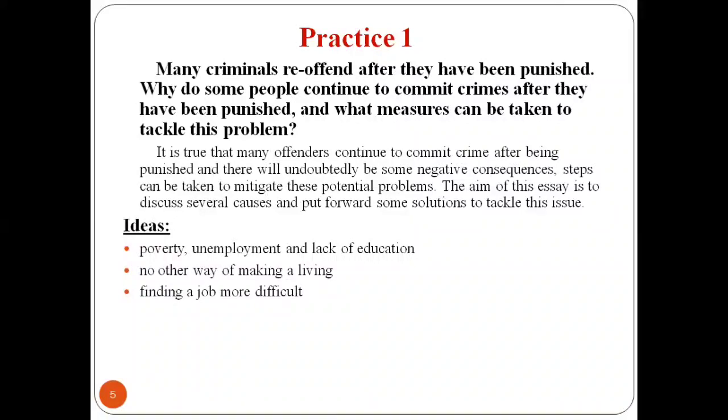First, you will discuss the causes of this problem. So why do people commit crimes after they have been punished? Due to poverty, unemployment, and since they have a lack of education and they want to make their living, so they commit crimes after being punished. Secondly, you can write there is no other way of making a living. I have already mentioned it. Thirdly, finding a job is more difficult in today's competitive environment since there is competition in every field. So finding a job is very difficult.